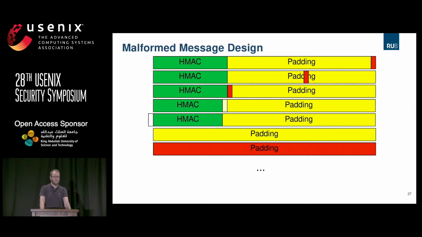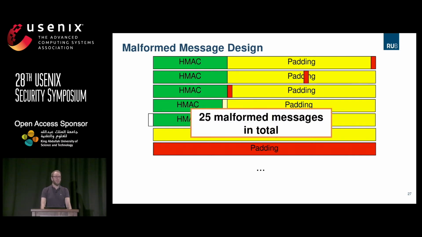These messages do not contain an HMAC at all. They contain only padding, but you can't tell that if you did not decrypt the message. The first one contains only valid padding. The padding is valid, but there's no HMAC. And the second vector also contains only padding, but the padding is invalid. So the server cannot check the whole padding in the message. In total, we came up with 25 malformed messages, which we wanted to send to servers to trigger these padding oracle vulnerabilities.